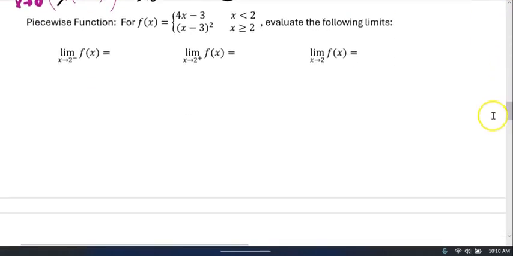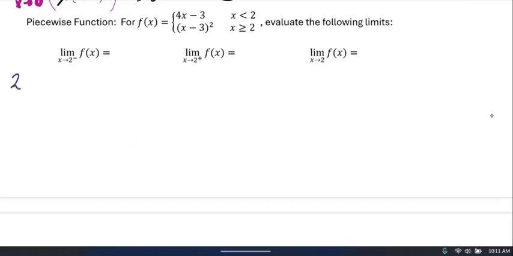What if we have a piecewise function? You might remember these from your algebra course where the function comes in parts. This is a two-part piecewise function. We're going to consider the function to be 4x minus 3 when x is less than 2, but it's going to be x minus 3, quantity squared, when x is greater than or equal to 2. Evaluate the following limits. We're going to have a one-sided limit here for the first one, and that is the limit as x goes to 2 from the left.